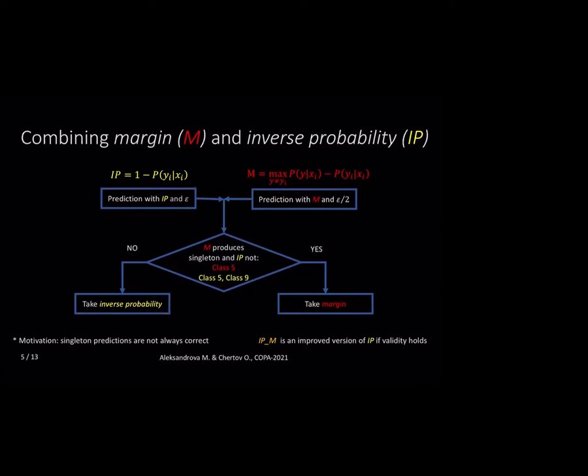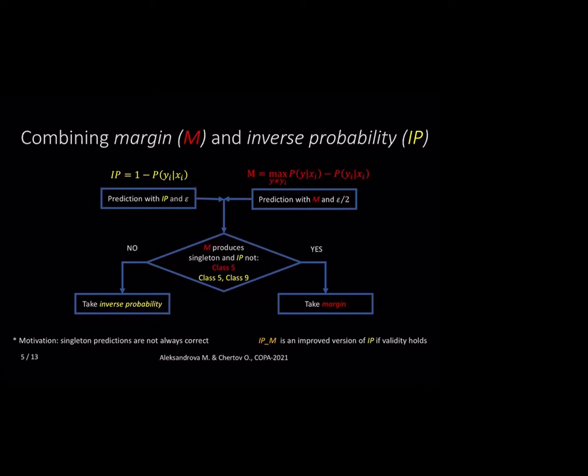We propose to build 2 conformal models at the same time. One will be based on inverse probability nonconformity function, and it will use the value of significance specified by the user. And another will use margin nonconformity function and will use the value of significance 2 times less. Why is it done? Because we want to take only those singleton predictions in which we are sure.